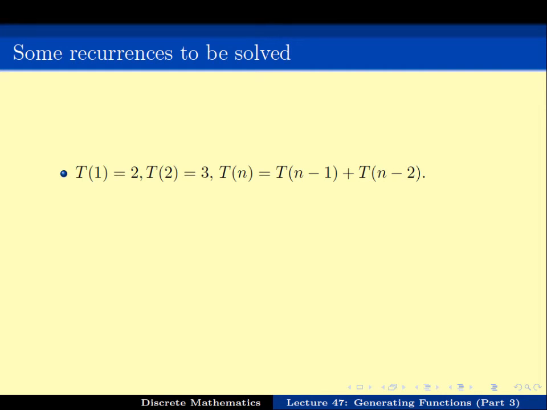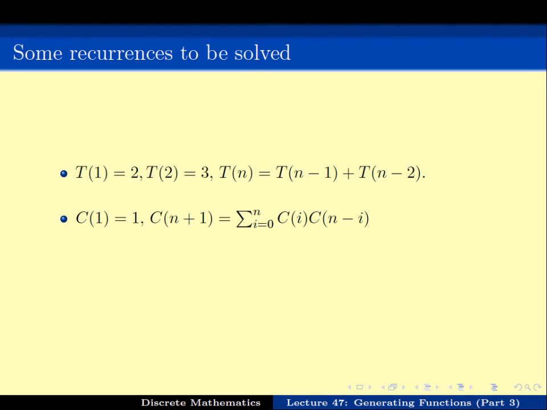Some of the recurrence relations that are still unsolved here are this one: t1 equals 2, t2 equals 3, and t_n equals t_(n-1) plus t_(n-2). I'll ask you to go and solve it for yourself. You do it, that's the end of the exercise.